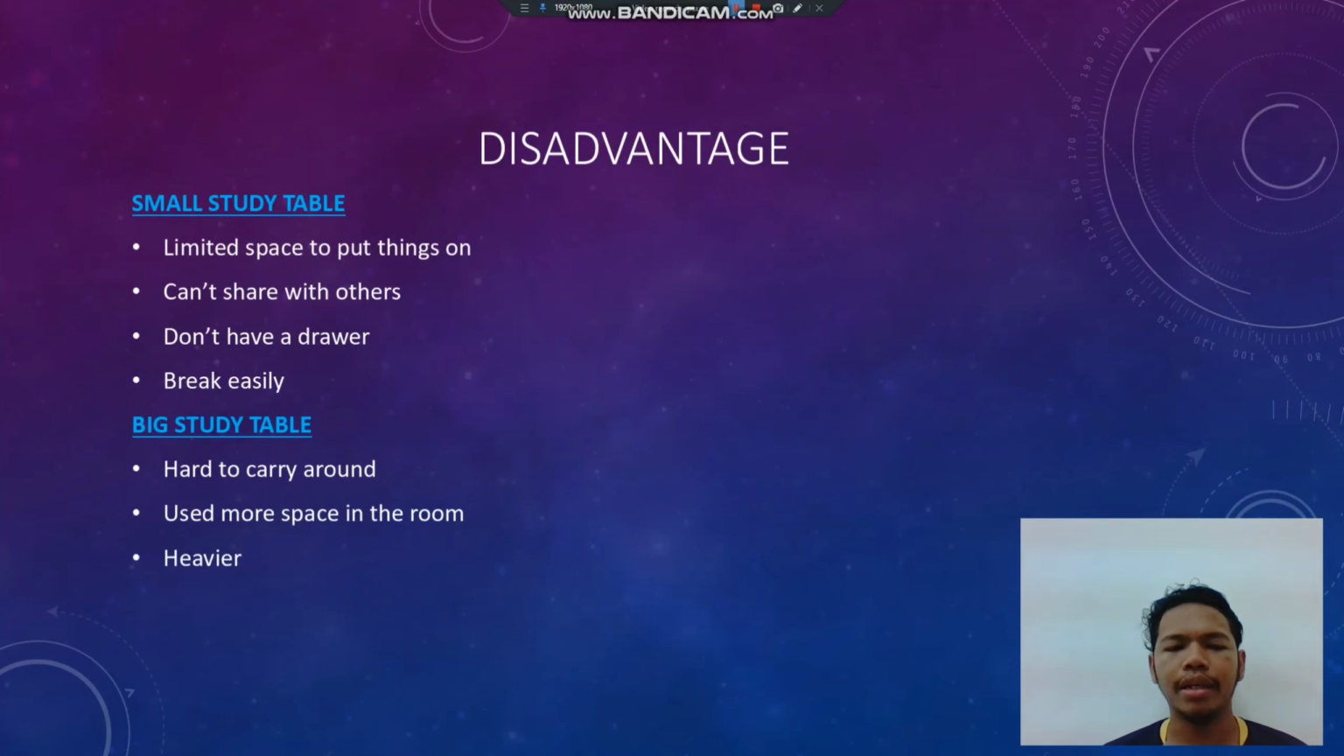For a big study table, it is hard to carry around because it is big and heavier compared to a small study table. Besides, it uses more space in the room. When we have a big study table, our room will be low on space because the big study table would take some space.